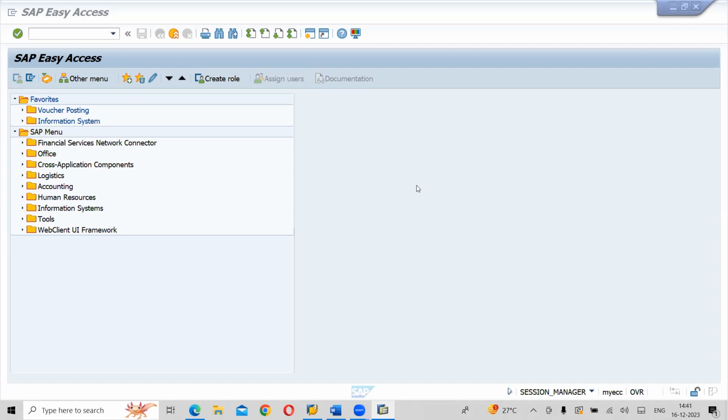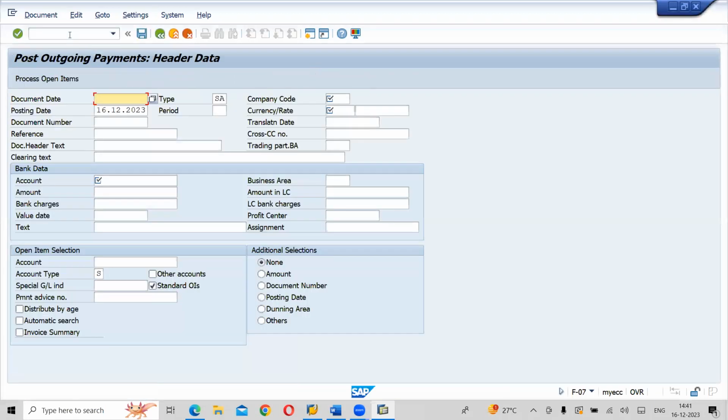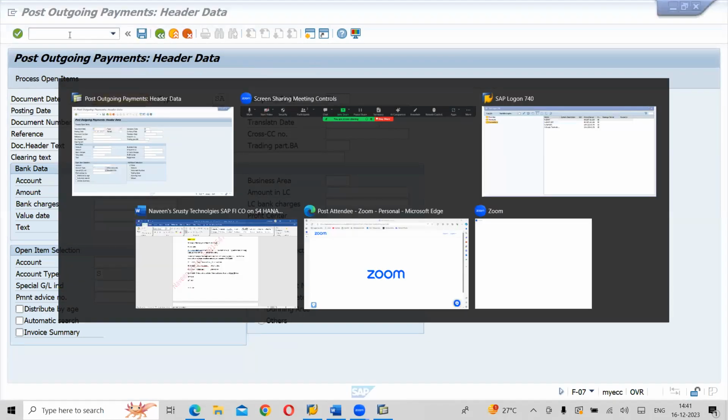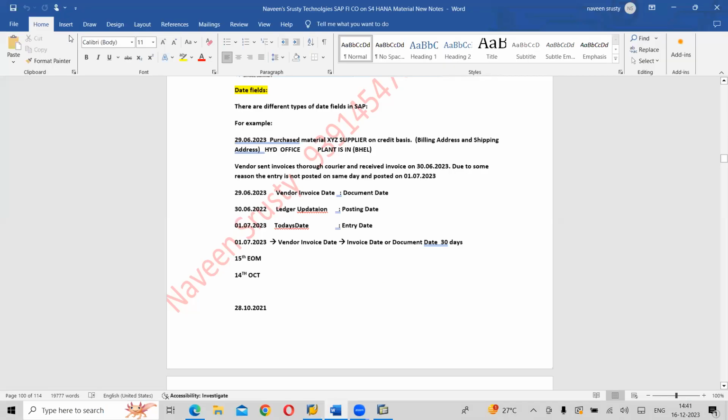So we were doing the field status groups, right? Fields, actually. Yes. Okay, so we have covered all the fields except the date field. Put a heading as date field.